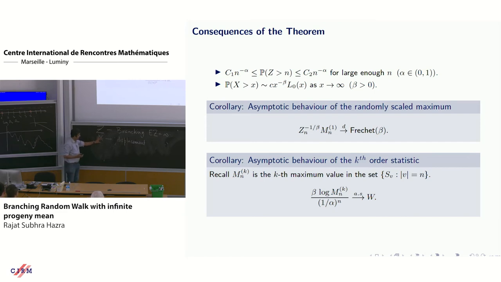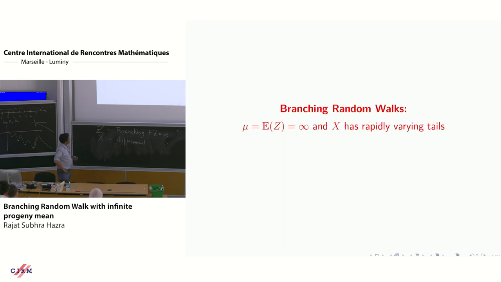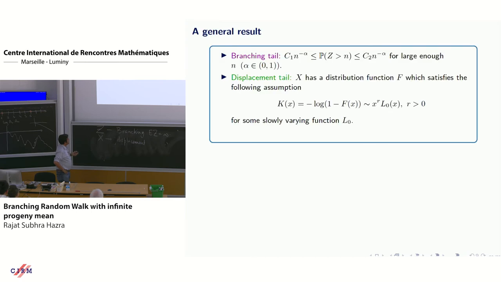This story about the displacement random variable being heavy is not very interesting here. It was in the finite mean case, but in this case, it's not very interesting. The interesting part comes when you take a light-tailed random variable, and then all our intuitions start failing. We have certain names which we came up with, but they might not be consistent with the literature, so I'll explain what we call a rapidly varying tail.